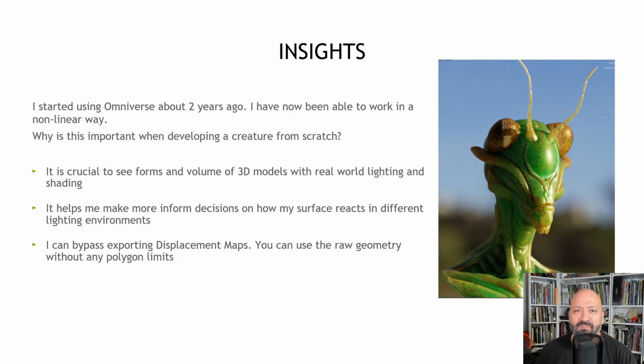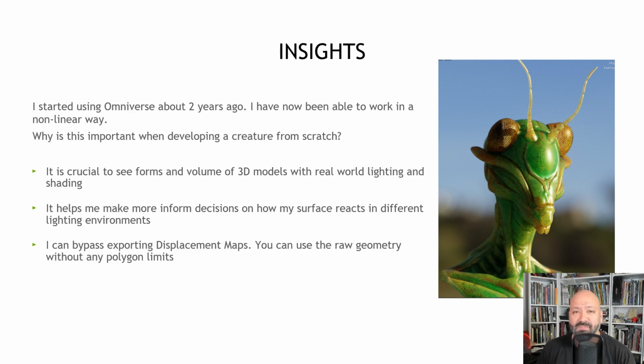So I've been at NVIDIA for about two and a half years now. I have noticed some of my workflow has changed to being a little non-linear now that I've been using Omniverse for a while. Why, you may ask? Why is this important? It's really important when developing a character from scratch. It's crucial for me to be able to see the volumes and the forms change with actual real world lighting and shading. So I think that's really important.